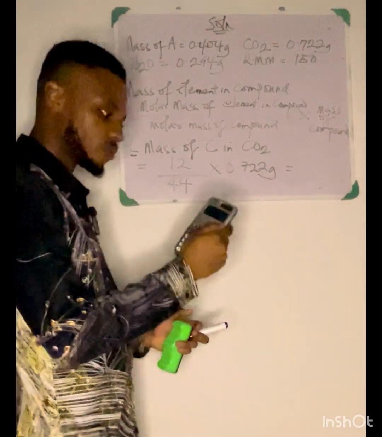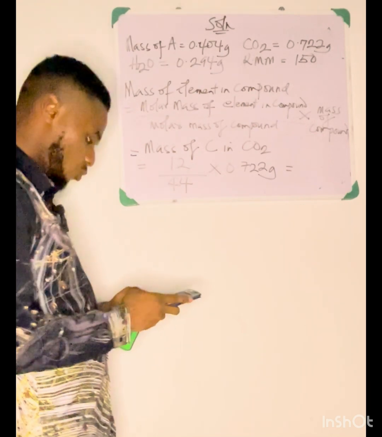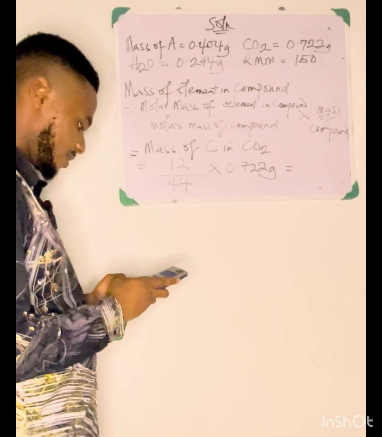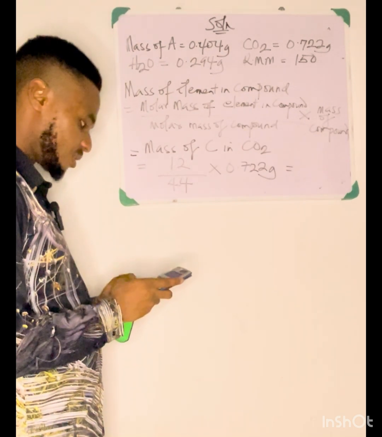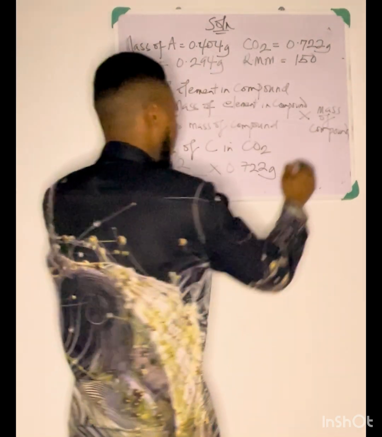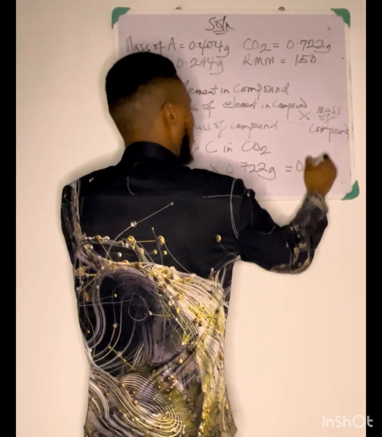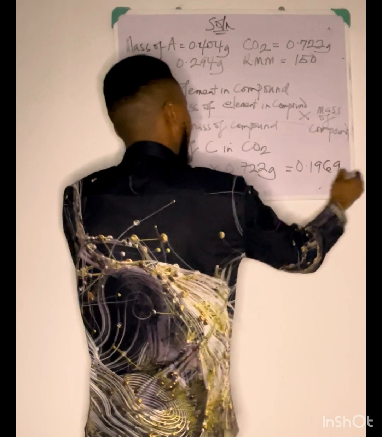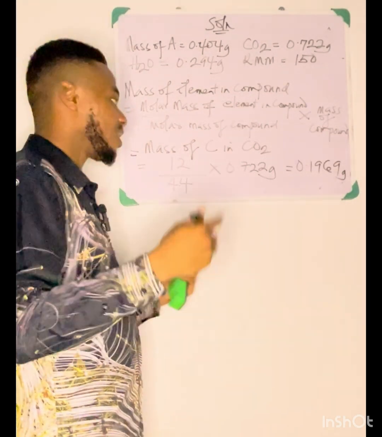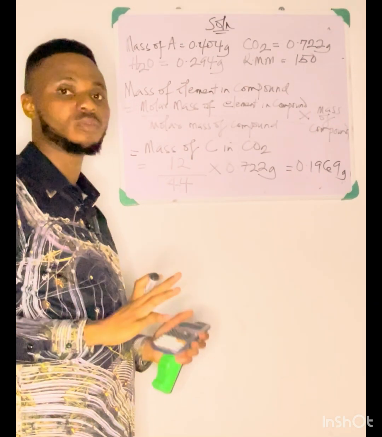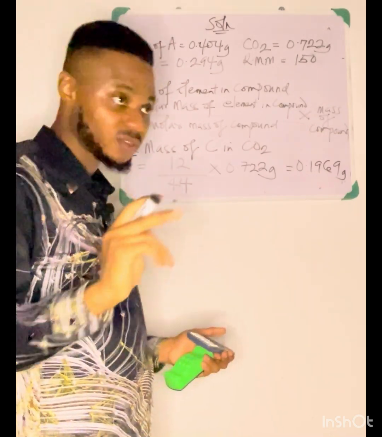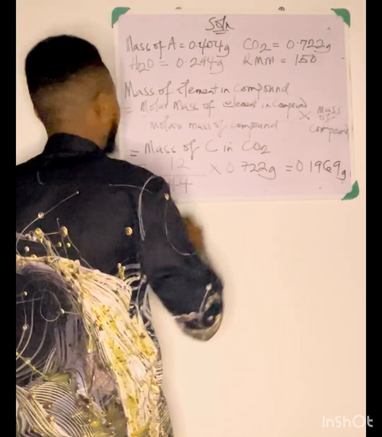All right. So I hope you have yours as well. Now we have 12 divided by 44, then multiplied by 0.722. So the answer here is 0.1969 grams. It's important for you to be very careful of approximation. 3 or 4 decimal places is okay. It shouldn't be anything less. Don't use 2 decimal places, except that is exactly what your calculator gives you. All right. So 0.1969.